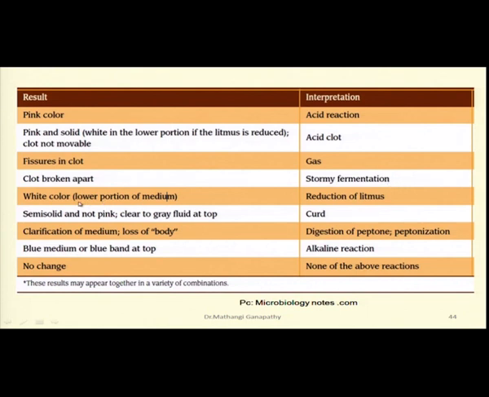If there is a lower white portion, it is reduction of the litmus. Semi-solid, but you are not going to see a pink color. You see a clear grey fluid at the top, it is curd formation. Clarification of the medium is digestion of the peptone, peptonization. Blue medium or a blue band at the top shows an alkaline reaction. If there is no change, then it means none of the above reactions. So, based on the interpretation of what you see, you can identify which microbe is growing there.